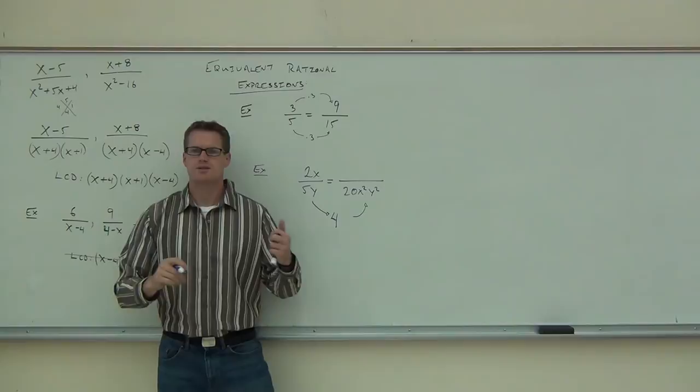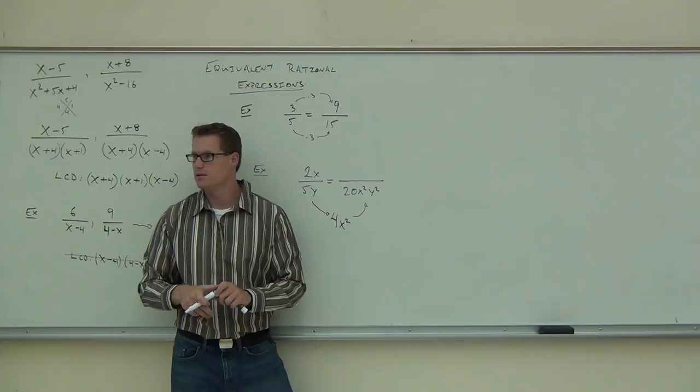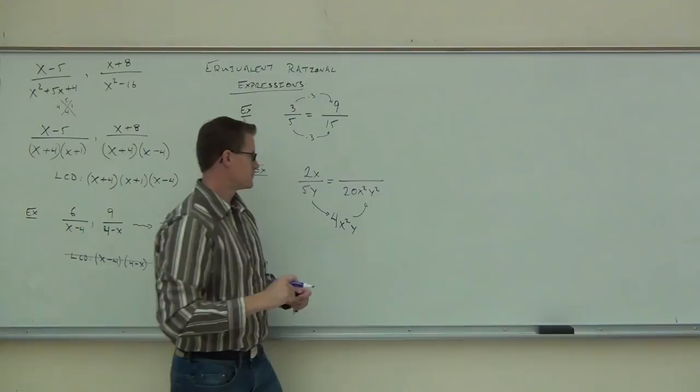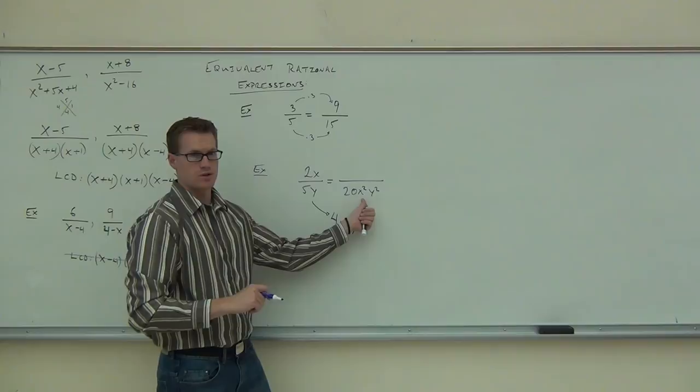Also, what else is over here that you didn't have over here? What do you need to multiply by? X squared. Great, x squared has to be in there somewhere. Okay, fantastic. Anything else? Y. Good, yeah. Awesome. So 5y, we got 4x squared y. We'll double check that, okay? 5 times 4 gives you 20. 5y times x squared, oh, that's where x squared is coming from. Y times y gives you y squared. You all right with that?